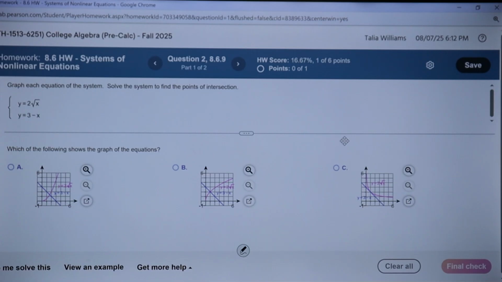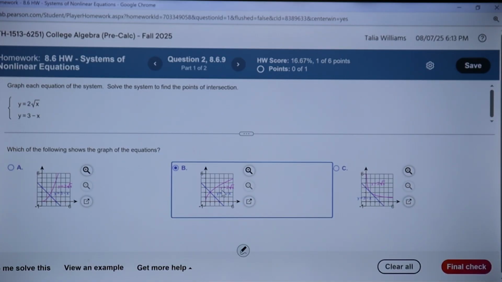Graph each equation of the system, solve the system to find the points of intersection. Do they just have 3 options here? Okay. So I have y equals 2 square root of x. If you remember the square root graph, this is like half of a parabola, so this is not a square root graph. This is the reciprocal graph, so this is when it's 1 over x. They're all shifted a little bit, so they're not perfect, but this is the only one that resembles the square root graph. The others are all y equals 3 minus x, and I think they're the exact same.